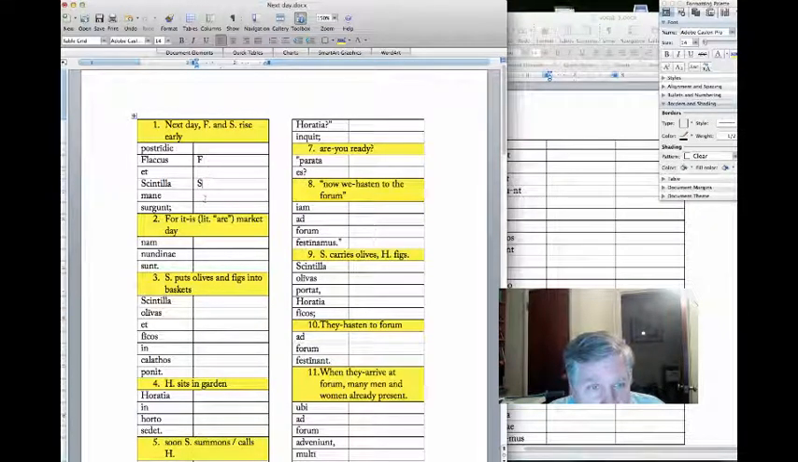The verb is always the most obvious thing to start with. In this case, it's rise. You'll notice that we have Flaccus here, Scintilla there, and they're joined by et. And in English, they're joined by and. So that's an obvious decision to make. And that only leaves postridie and mane.